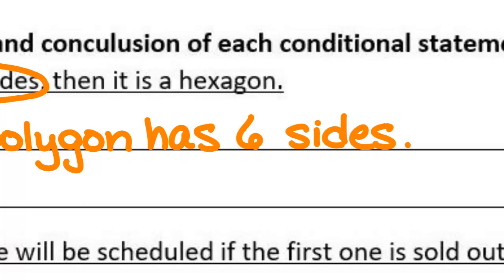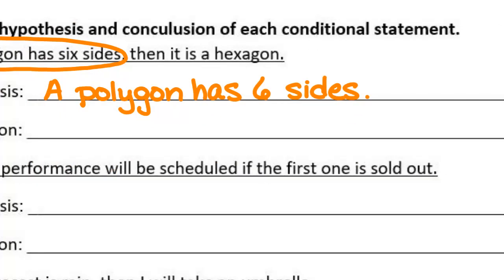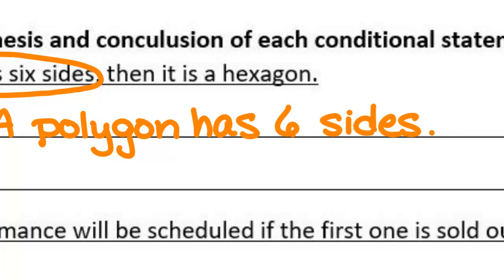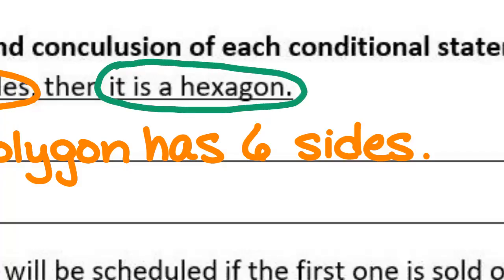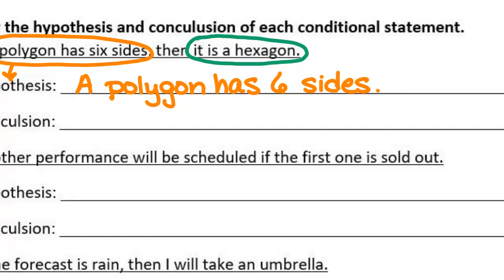Polygon has 6 sides. The conclusion comes after what word? After then. What comes after the word then? It is a hexagon. So I have to be really careful here, because while I can write it is a hexagon, if I'm just bringing that up as my first statement to somebody, they're going to have no idea what I mean if I just say it is a hexagon. They're like, sure it is. So I need to replace that word it with what it means.